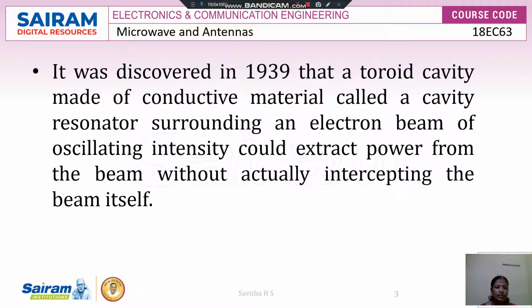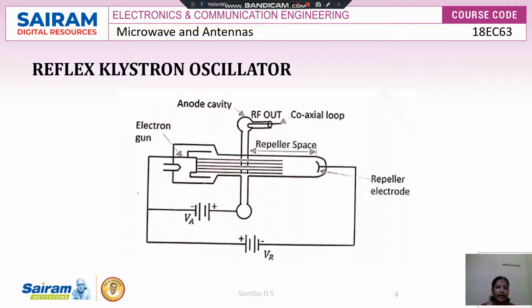It was discovered in 1939 that a toroid cavity made of conductive material, called a cavity resonator, surrounding an electron beam of oscillating intensity would extract energy from the beam without actually intercepting the beam itself. Now we'll see in the diagram the reflex klystron oscillator.